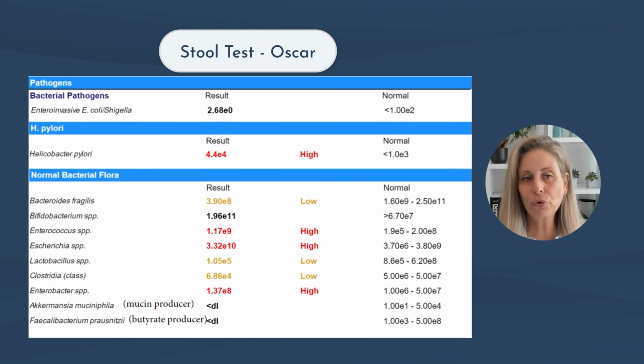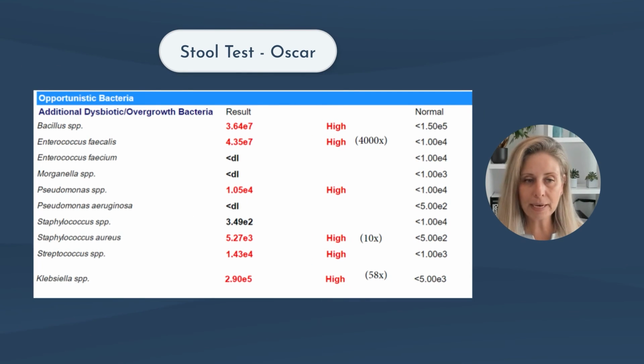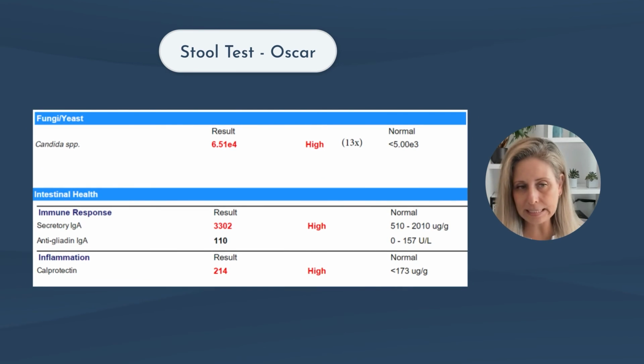He's got a lot of overgrowth of dysbiotic or unwanted bacteria. We see a high amount of Pseudomonas. There's Staph aureus, Streptococcus, Klebsiella. For me, the worst ones here are the Pseudomonas and the Klebsiella. They're LPS or endotoxin producers, and they really do drive inflammation in the system. We can see on his stool test he's showing up with a lot of Candida overgrowth.